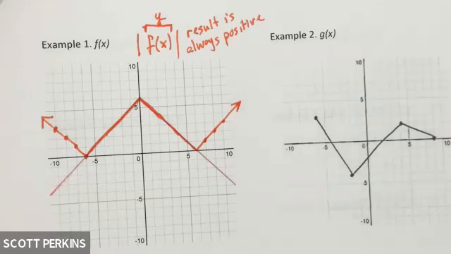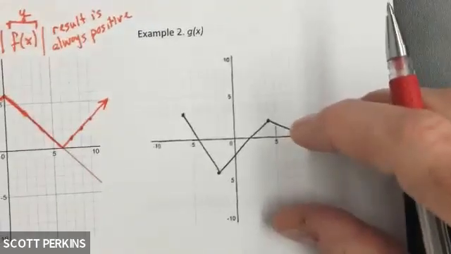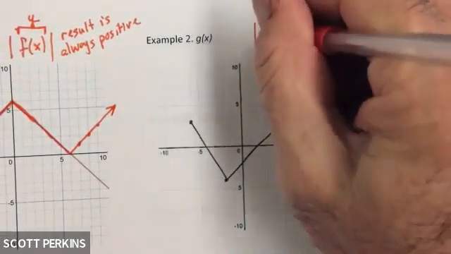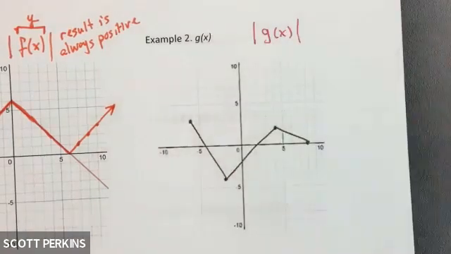If you have a question, be sure to ask it. I would appreciate and love any questions that you have. If not, what I would like you to do next is example 2. I've given you another graph that has a starting and a stopping point, and I'd like you to do the absolute value of g of x.